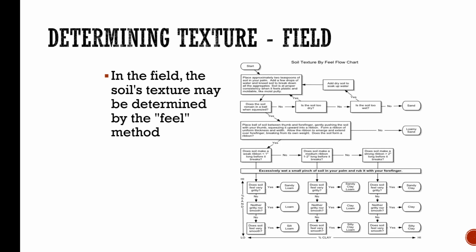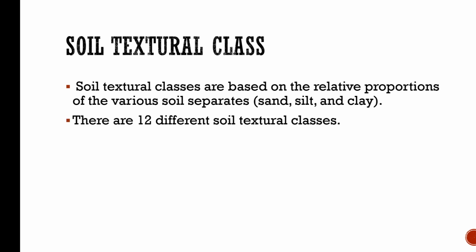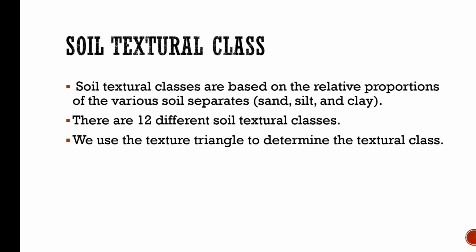In the field, you can do it by feel, and that's one of the things we're going to do, and it's kind of a process of elimination. And if you've done any dichotomous keys for determining plant identification, you'll be familiar with this type of situation. So basically, soil textural classes are based on the relative proportions of the soil separates, sand, silt, and clay. There are 12 different soil textural classes, and we use the texture triangle to determine the textural class, and we'll do this in class, in lab.